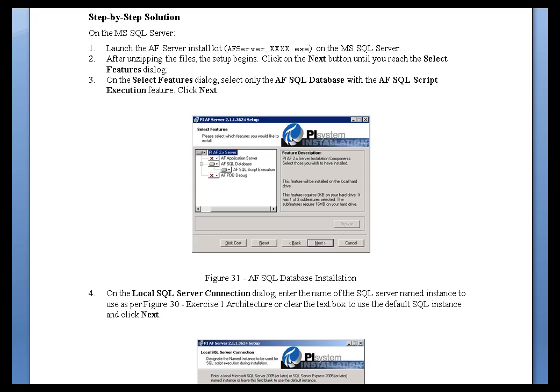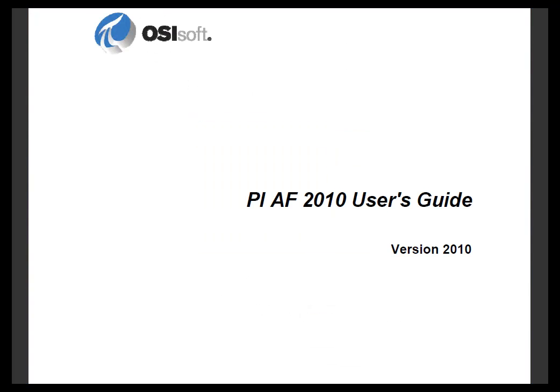Now, for some of you, of course, this isn't a class exercise. You're doing this for real on your production server. So for that, we want to make sure you've got all the right resources. If you haven't gotten it yet, go off to our tech support website, techsupport.osisoft.com, and download this PI AF 2010 User's Guide, and you'll find more instructions on the install than what you'll find in our manual.